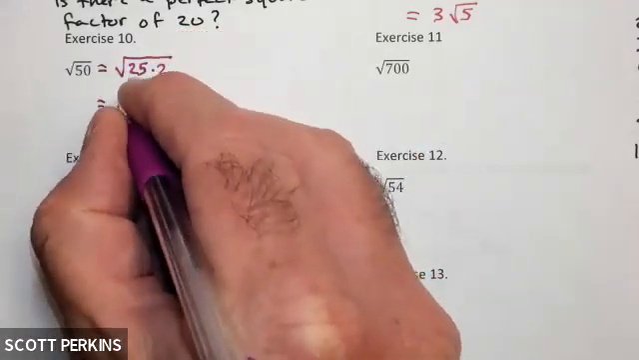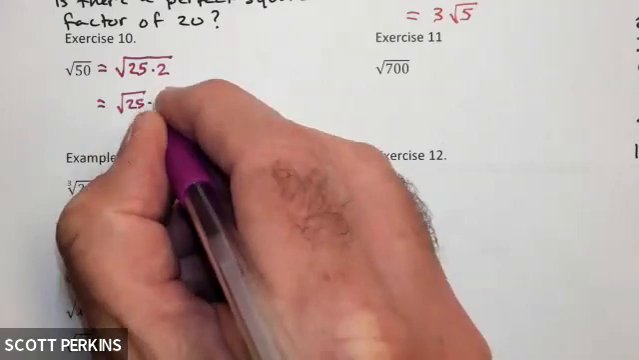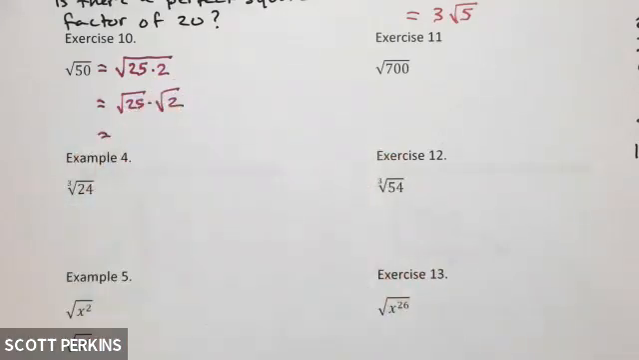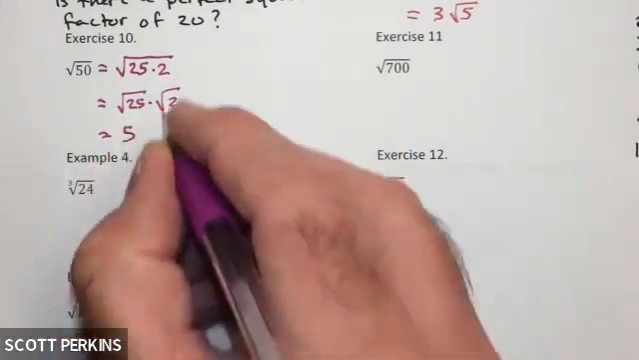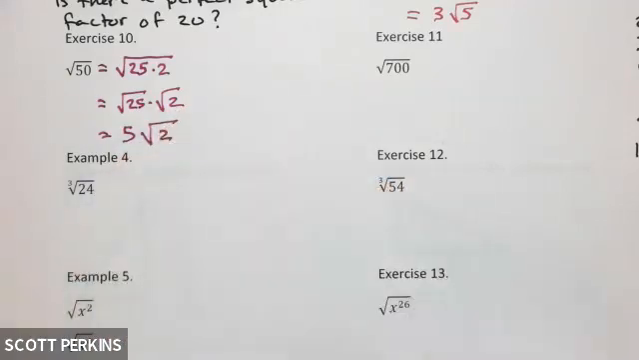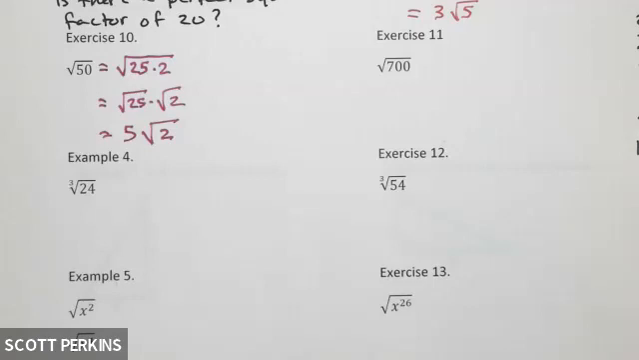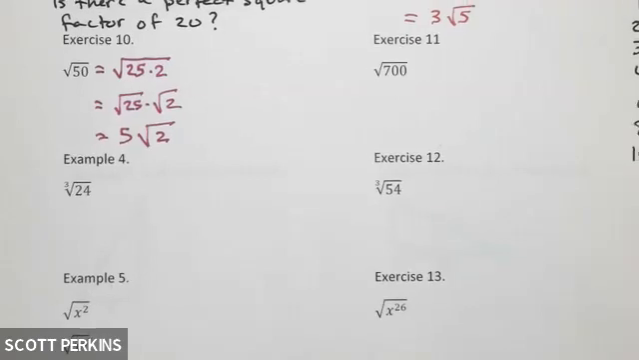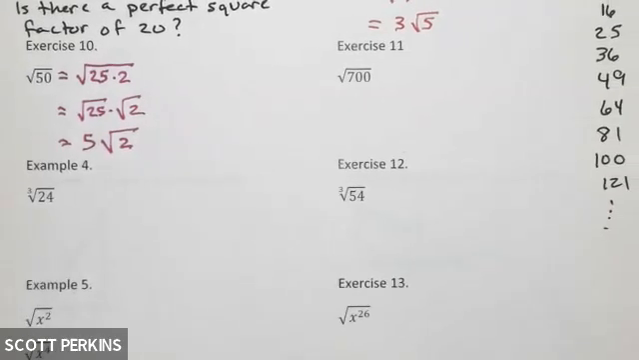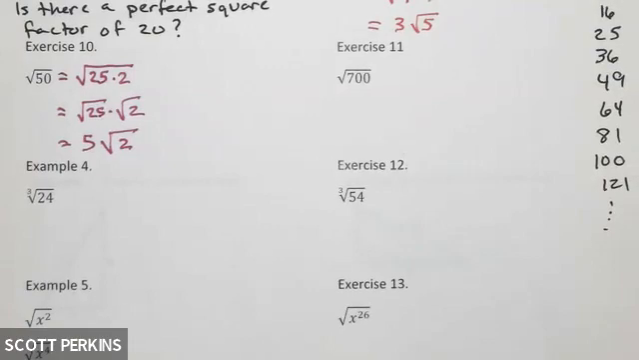So again, the product rule of radicals says I get the square root of 25 times the square root of 2. And the square root of 25 is 5. Square root of 2 stays square root of 2. It's an irrational number, so I represent it in the exact form, square root of 2. Okay, one more square root, and unless there's any objection, we're going to move on to the next thing. So square root of 700.